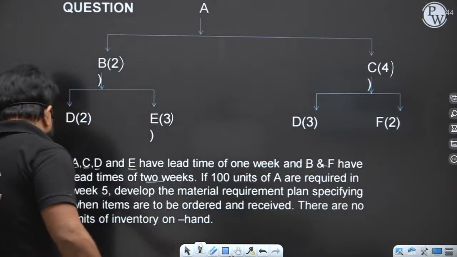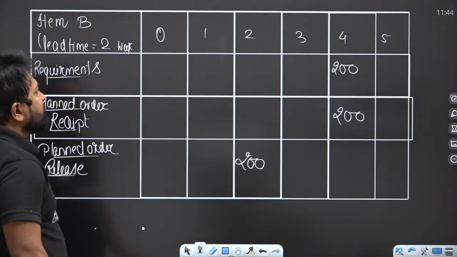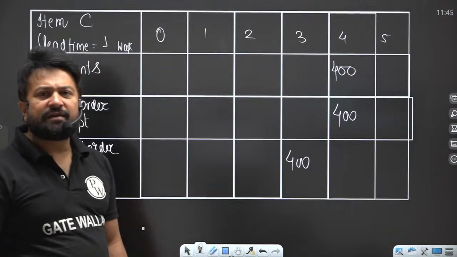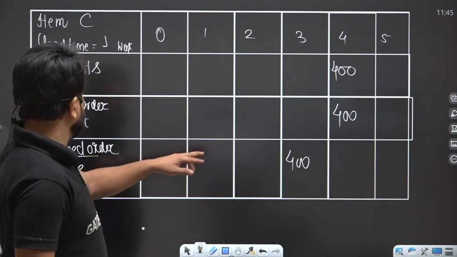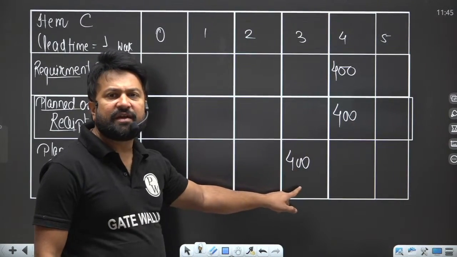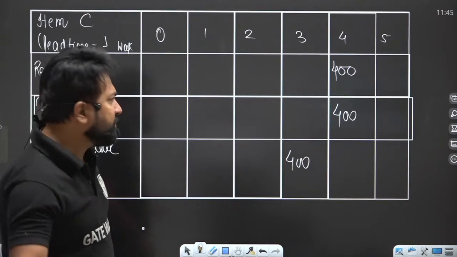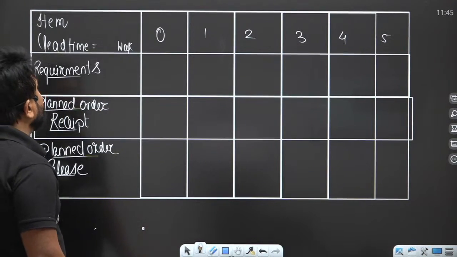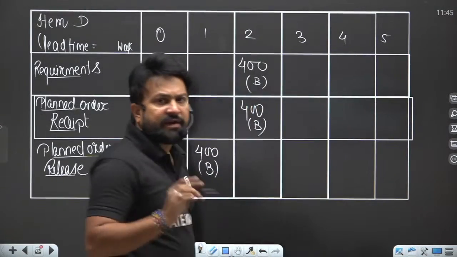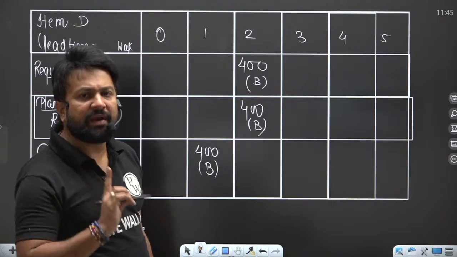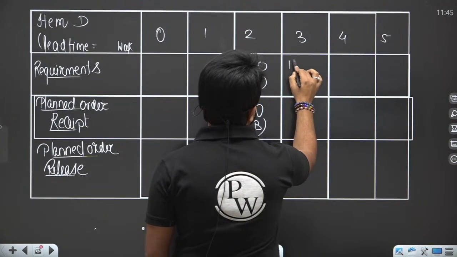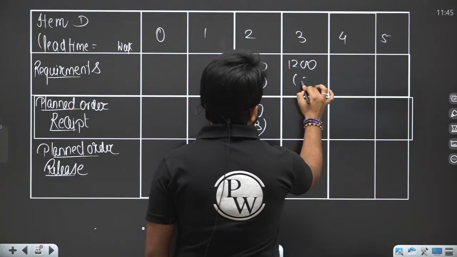Now C is required in which week? The requirement of C is in the 4th week, right? C should be released in the 3rd week. So in the 3rd week, your D should be available for C. And for how much? It should be 3 times, so 1200 for C.